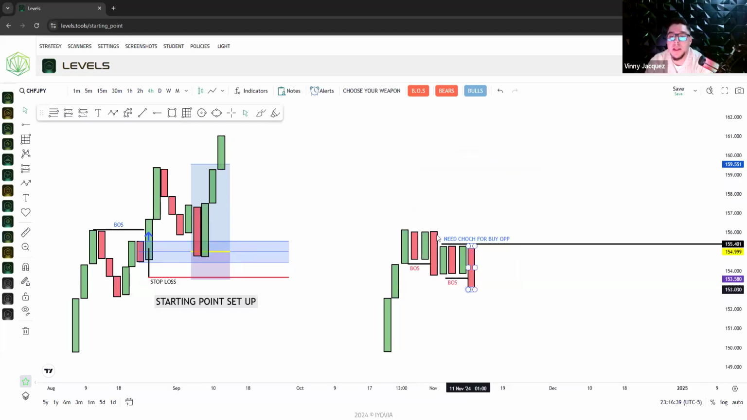Cool. And until we get this change of character, the market can continue to drop. So right now we have lower low, lower high, lower low. If it was a reversal, we would be looking for the change of character, shoulder or starting point, and then continue that buy. But we don't have that yet. So the market can still drop down, lower low, lower low. Let's just do that for the sake of the example.